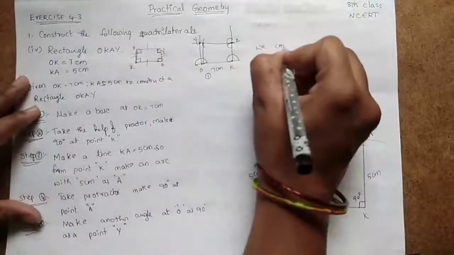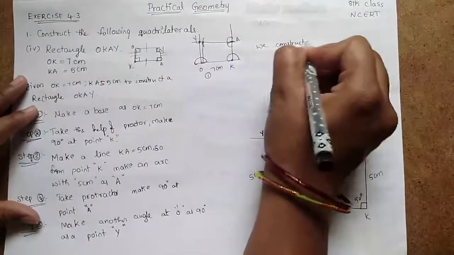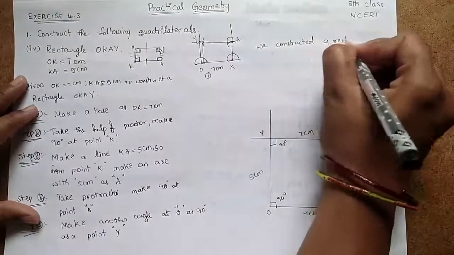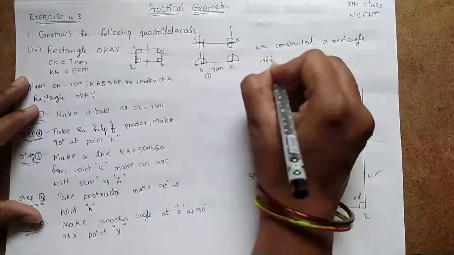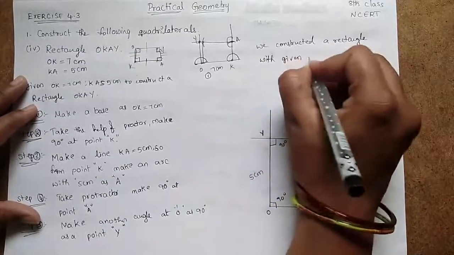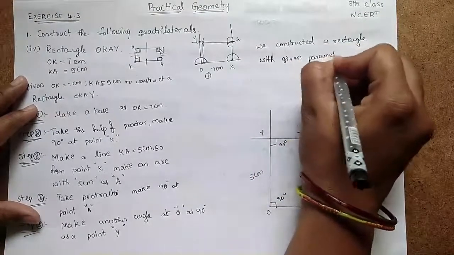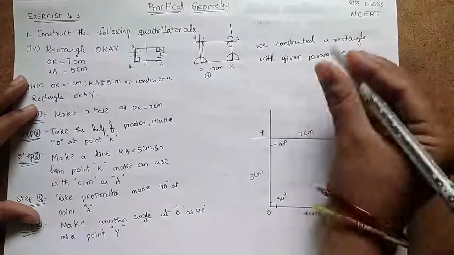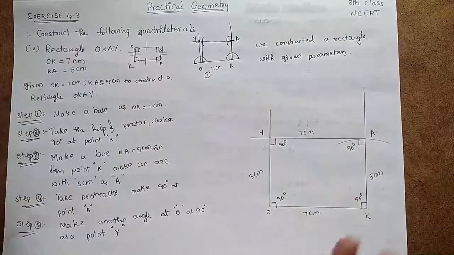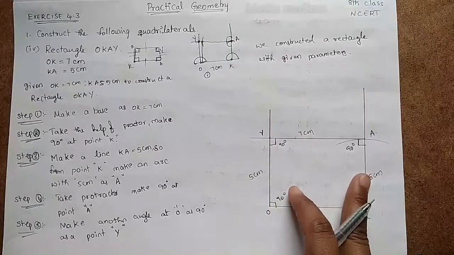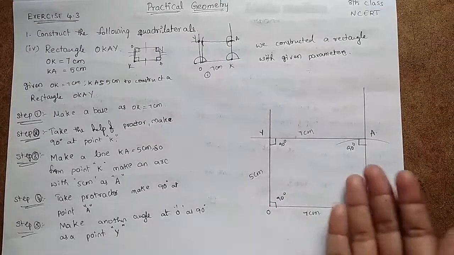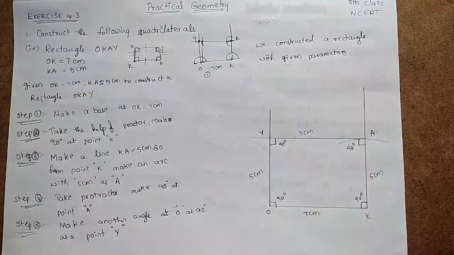So we constructed a rectangle with given parameters. So this is about the construction of a rectangle, that is a quadrilateral also, with given adjacent sides, and I took angles here, but if you are comfortable with the arc procedure, that is the compass procedure, you may follow that. So this is about this session.